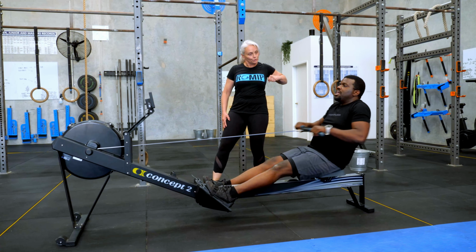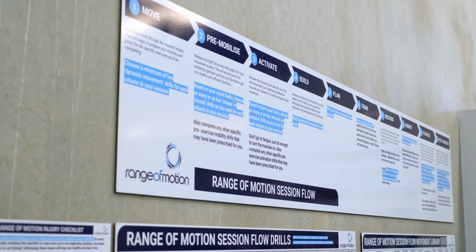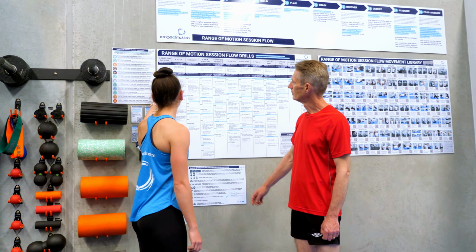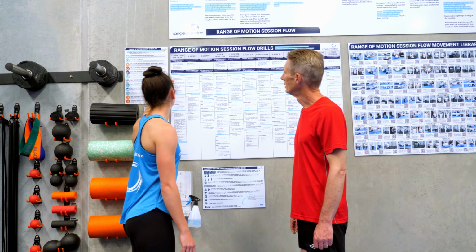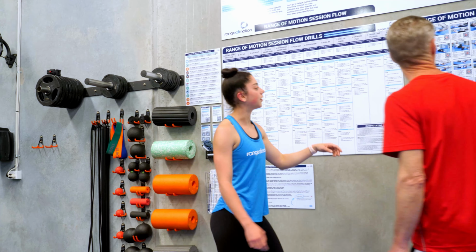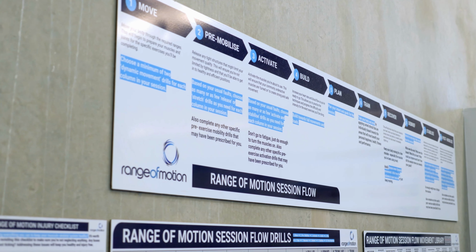As part of each session that you do at Range of Motion, you will progress through the Range of Motion session flow. This is a series of steps that we've designed to maximize the benefit that you're able to get out of every training session you do, while at the same time keeping your musculoskeletal system healthy. And our session flow poster will guide you through this process.